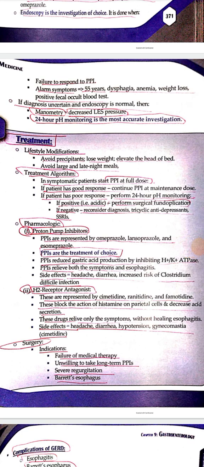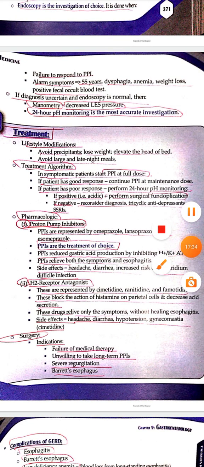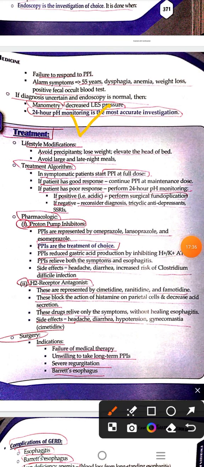In treatment, you will ask the patient to do lifestyle modifications, like what were the risk factors: increased weight, pregnancy, etc., or having large meals, or having late night meals. Tell the patient to avoid all these, otherwise we cannot do anything if the patient does not remain compliant. And after that, what is the treatment? In symptomatic patients, you will start PPIs at full dose. If there is a good response, as I have told you before, then continue PPIs at a maintenance dose. If he or she has a poor response, then you will perform the 24-hour pH monitoring. I have told all of these things before.